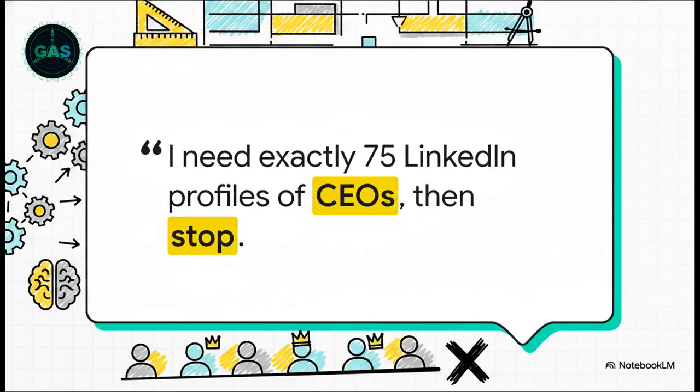The whole architect mindset can basically be boiled down to a single sentence. I need exactly 75 LinkedIn profiles of CEOs, then stop. Providing that concrete finish line is an absolute must, because if you don't tell the AI when to quit, it might overcomplicate the task, keep researching indefinitely, or just get stuck in this endless optimization loop. Clear inputs and clear boundaries equal consistent, high-quality results.